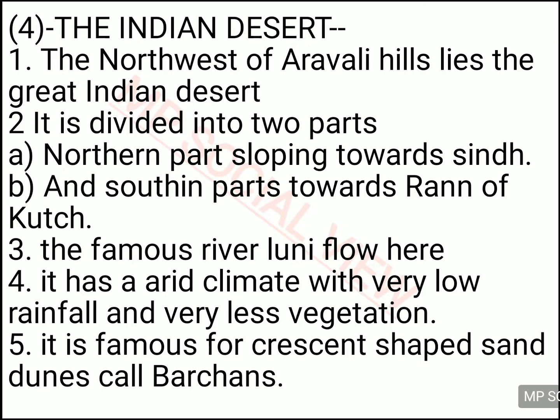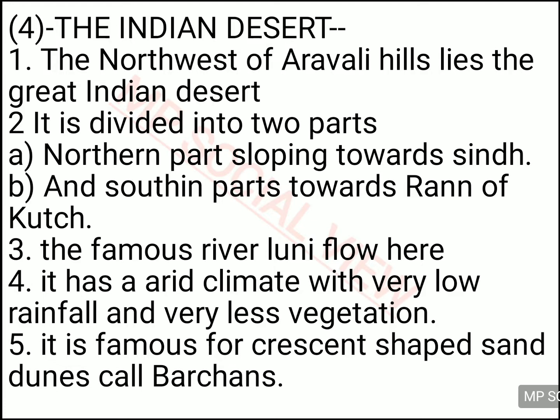One famous river, Luni, flows from here, and the climate is arid because it is a desert. The arid climate is a natural thing, because you know the climate of the desert is mostly arid, and it has very little vegetation and very little rainfall. It is also famous for crescent shaped dunes called barchans. What are crescent shaped sand dunes called barchans?